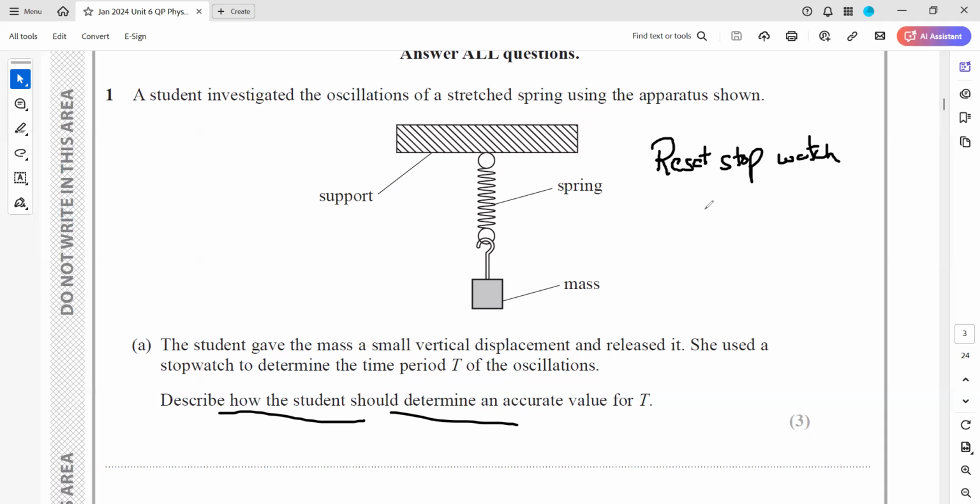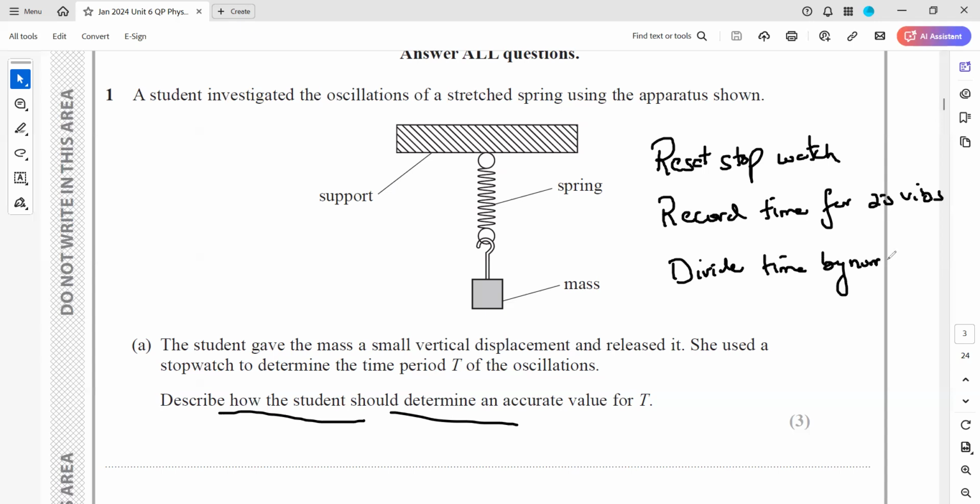Then after resetting the stopwatch, we should record the time for 20 oscillations. Or you can also say 10 oscillations or 10 vibrations, and divide the time recorded by the number of oscillations. So these are the points we should include whenever a question is related to finding a time period.